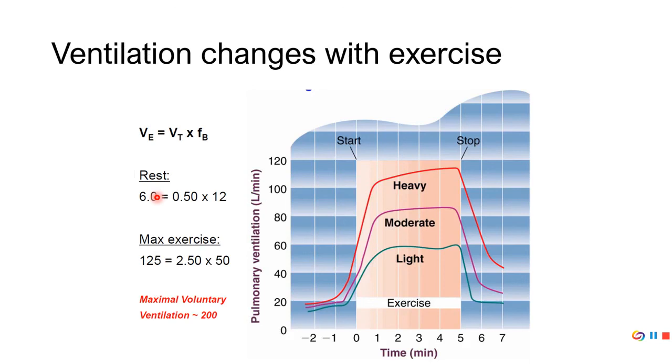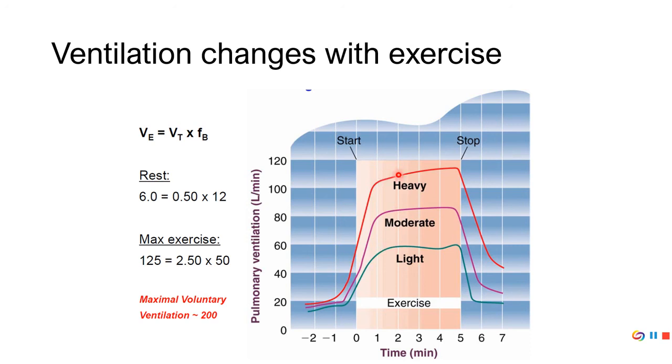Okay. So look at what's going on here with this figure during exercise. Notice that when we're in this orangish color, that's when we're exercising. And so what happens to our breathing? Well, it takes a little while for us to ramp up, but eventually we hit steady state. During light exercise, we might be breathing at 60 liters, moderate 80, heavy 100.